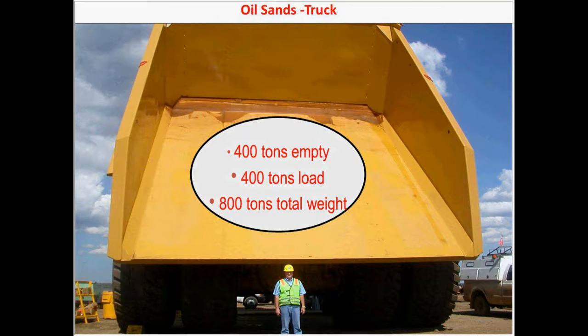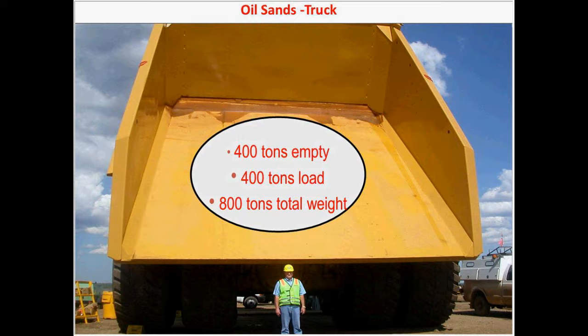That's an oil sands truck. This truck, just to give you the size of the equipment, weighs 400 tons empty, which would be the weight of 200 full-size cars. It takes a 400-ton load, and so the total weight of it is 800 tons. The person who's standing there is about 6 feet tall, and he's about half the size of the tire.